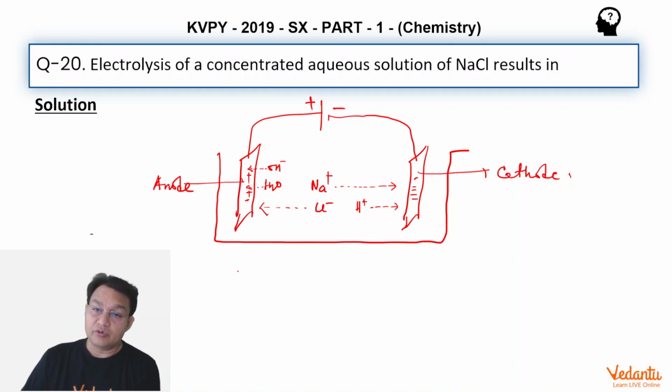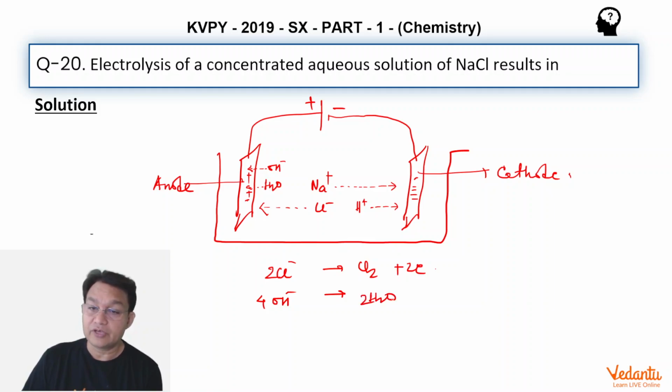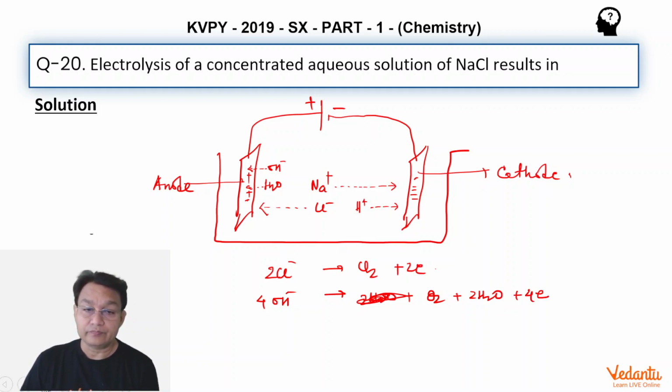So at anode, what's going to happen? At anode, we have these candidates: Cl- can be oxidized into Cl2 + 2e-, and we have 4OH- changing into O2 + 2H2O + 4e-. Now it is balanced. This could happen at anode. This is one of the possibilities at anode. And of course we have other options.